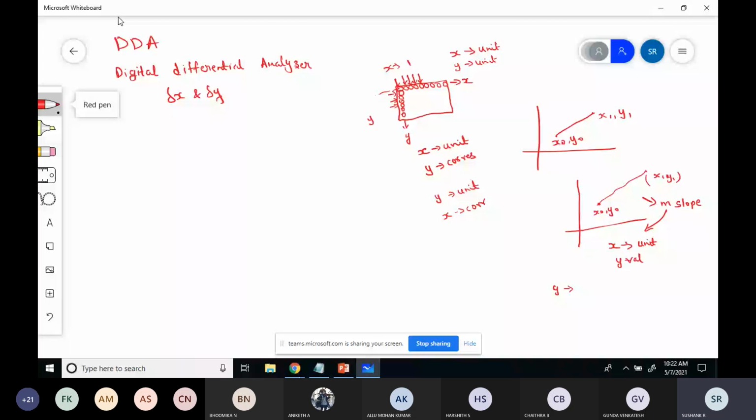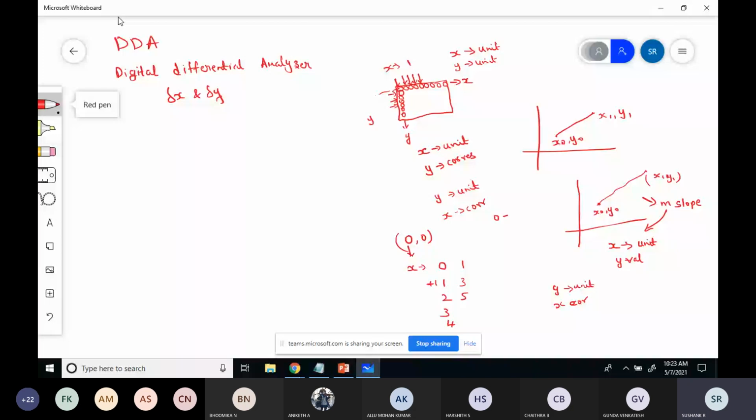So for example, what is this unit interval in the sense? I will take the initial position as 0, comma 0. If I'm moving x in unit interval, the first value of x will be 0. Next will be plus 1. After that 2, 3, 4. For this 0, what is the y value I'm getting? For this 1, what is the y value? For this 2, what is the y value? So that I'm calculating. So x moving in unit interval means its value will get increased by plus 1. So 0, 1, 2, 3, 4 like this.